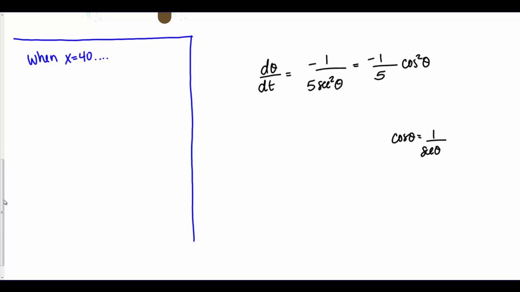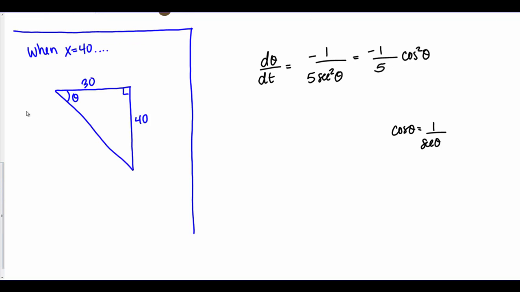Okay, so when x equals 40, what does our triangle look like? So I'm going to have this leg of my triangle to be 40, and this leg of my triangle is always 30. So then what I should be able to do from this triangle is actually figure out what cosine of theta is, and then I can just plug that value directly into my d theta dt formula over here.